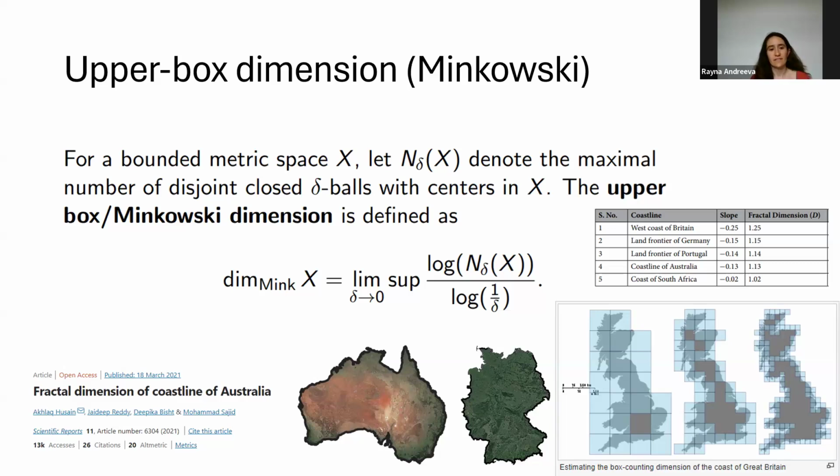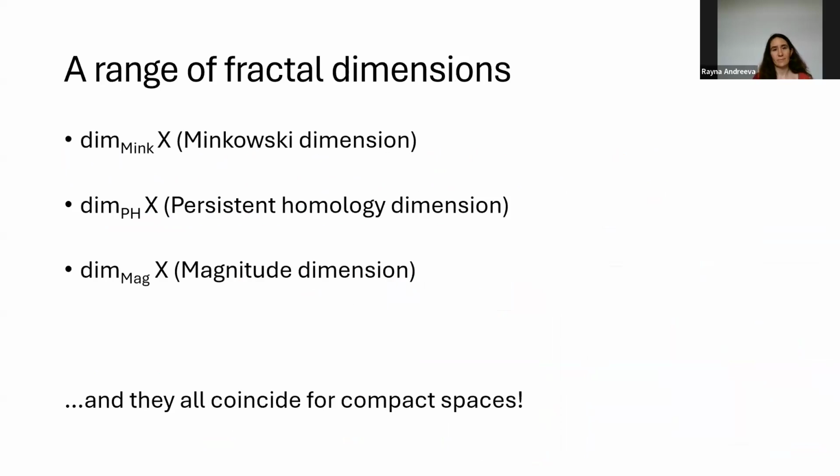And what is interesting here is that there's been a paper measuring these fractal dimensions, and the west coast of Britain has the highest fractal dimension of 1.25. After that, it's Germany, and Australia has the lowest fractal dimension. So now that we are a bit more familiar with what fractal dimensions are, we need to know that there are multiple notions. Minkowski dimension is not the only one.